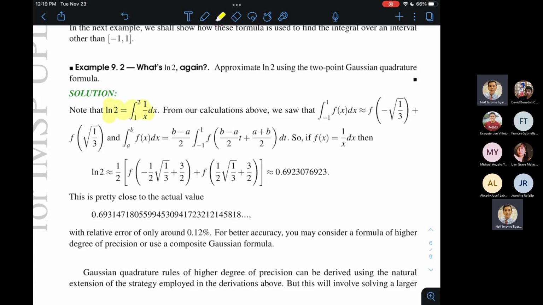So, we know that ln2 is equal to the integral of 1 over x dx from 1 to 2. Okay? Tapos, from our derivation above, yung 2-point Gaussian quadrature rule ay equal dito. It's of degree of precision 3. Okay? Tapos, from the change of variable that we have seen earlier, ito yung itsura ng translation kapag yung integration interval ay hindi na -1 to 1.